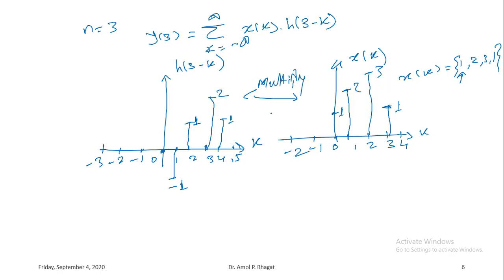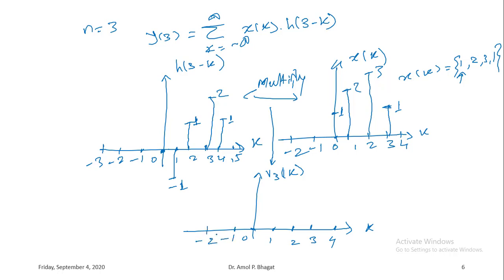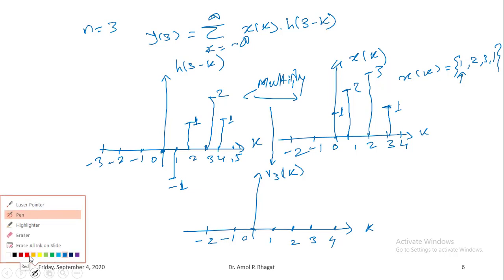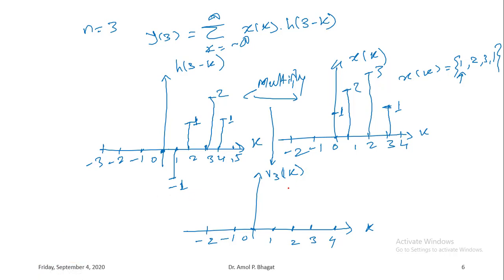Okay, so you will multiply it, and the multiplication result you will plot here, you will represent it as v3 of k. Okay, so again write 0 1 2 3 4 minus 1 minus 2. Okay, likewise, these multiplication results I will be plotting on this graph.